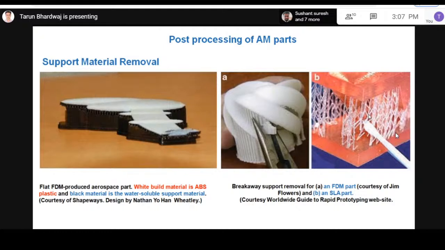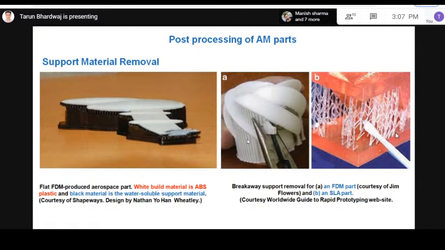These are basically lattice structures, and you can see the first is an FDM part, courtesy of the gym flowers, and the second one is an SLA part. This part is manufactured by FDM and this part is manufactured by SLA, and these are flat FDM parts. So these parts require some post processing, means support material removal, because they have some overhanging material in them.